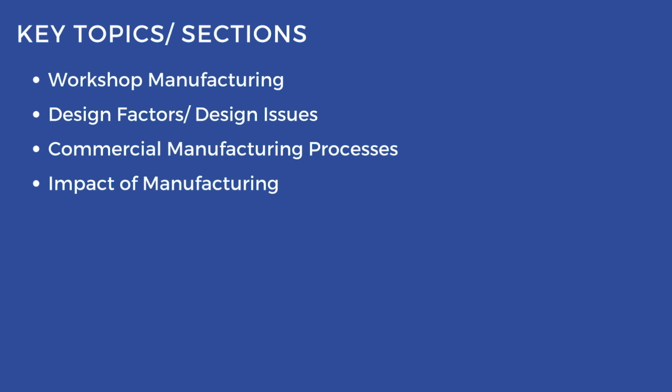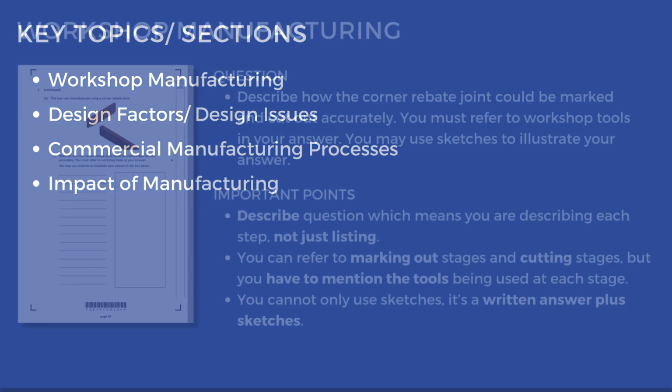Commercial manufacturing processes, which will cover things like die casting, injection moulding and the materials associated with these processes. And then finally the impact of manufacturing, which will look at how manufacturing processes impact upon society, how they've developed in terms of CAD/CAM, and things like knockdown fittings and standard components.